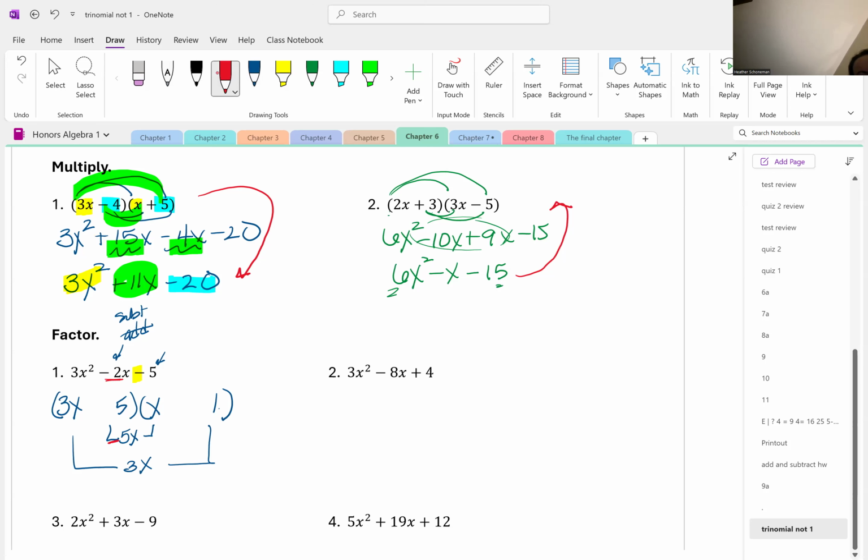Well, the way I get the 5 is between the 5 and the x. So the way to make it negative would be to make this one negative. And then for the second one, I'd have 3 and positive 1, which gives me 3x.